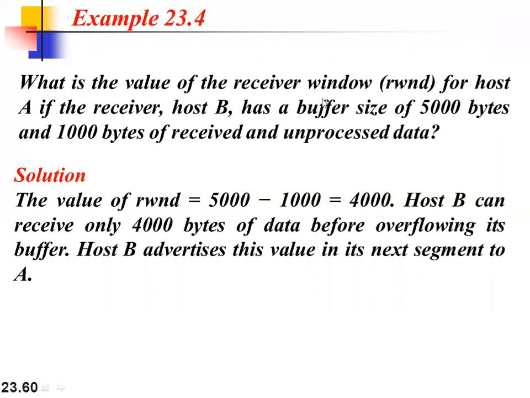Let us say, what is the value of the receiver window for host A if the receiver host B has a buffer size of 500 bytes and 100 bytes of received and unprocessed data? This means the receiver has received 100 bytes of data and the total size of its buffer is 500 bytes. So when the receiver sends the acknowledgement packet, what will be the window size value? That is 500 minus 100, so 400 bytes are vacant, wherein the incoming bytes can be stored by the receiver.